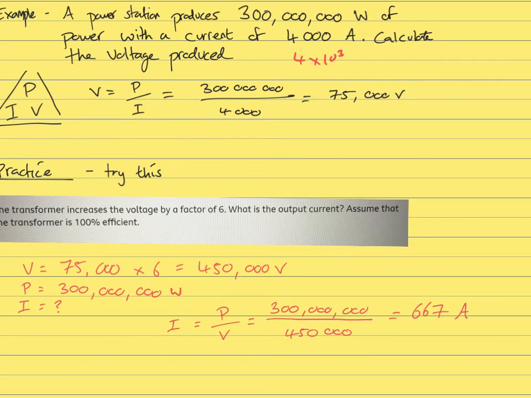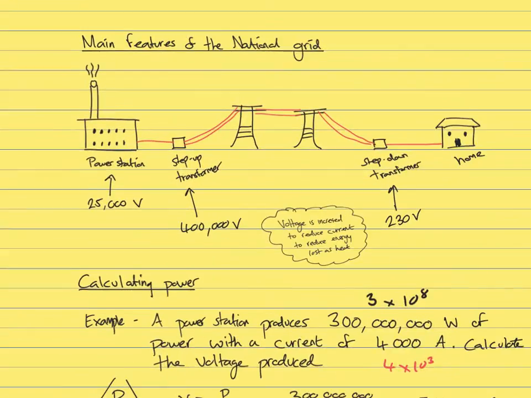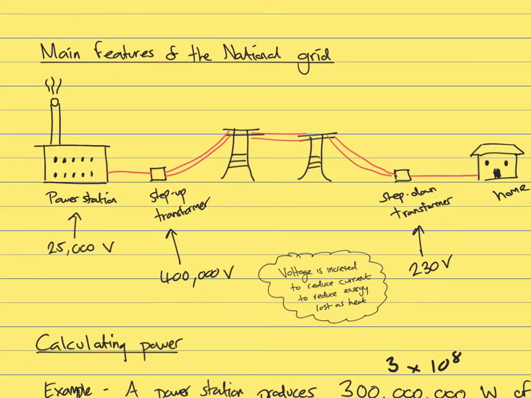Is this less than my other one? Well, my other one was 4,000 amps, wasn't it? Remember, current was on the bottom. So if I've increased the voltage here, my current has gone down. It's reduced. So 667 is much smaller than 4,000. Just as a quick recap, if you increase the voltage, then the current is going to get smaller. Less heat lost, less heat wasted. Okay, on to the final page then.